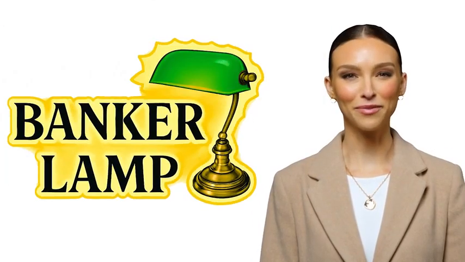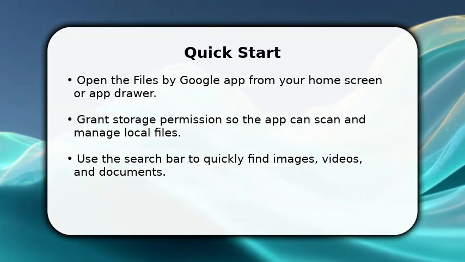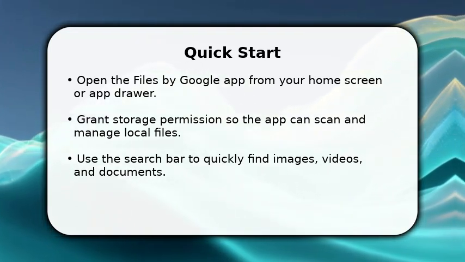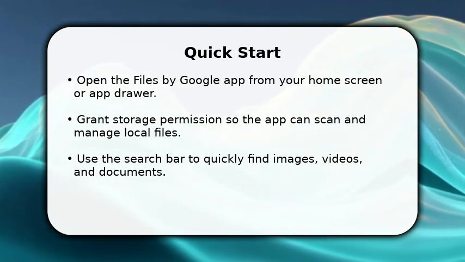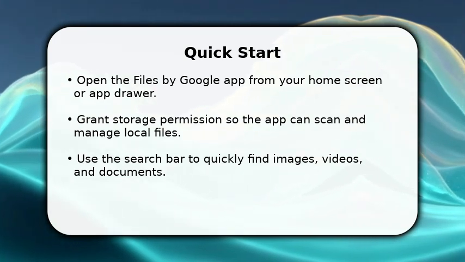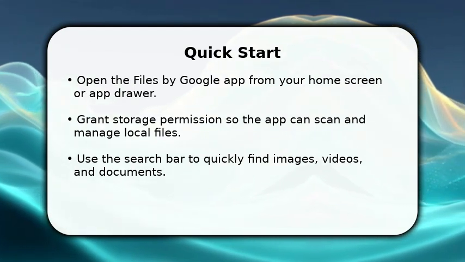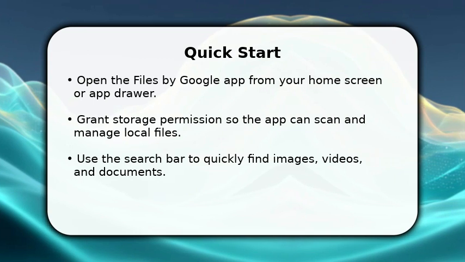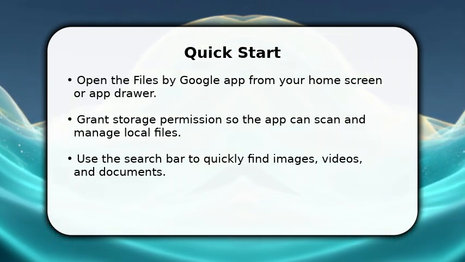Please enjoy the video. In this video, I will explain how to use Files by Google, a full guide. Open Files by Google and allow storage permissions, then tap Browse to see categories and the Clean tab. I will walk you through using Clean, browsing folders, searching files, and sharing or deleting safely. Follow along step by step and pause if you need to try a feature on your device for hands-on practice.